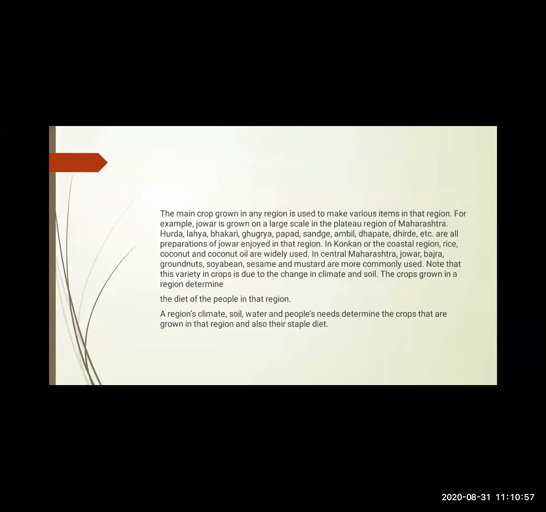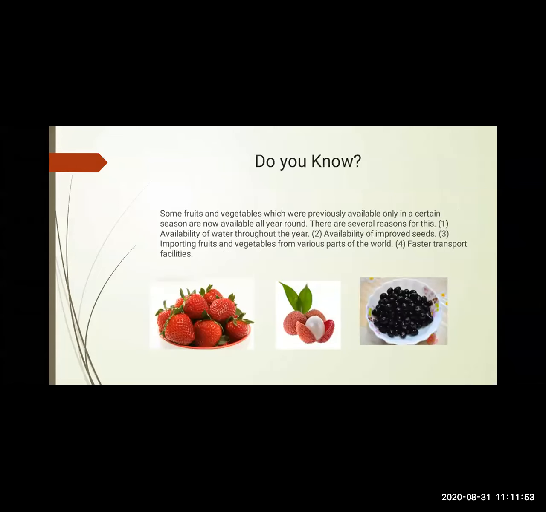Note that this variety in crop is due to the changes in climate and soil. The crops grown in a region determine the diet of the people in that region. Where they are living, whatever grows there, those people eat. The region, climate, soil, water, and people's needs determine the crops that are grown in that region, and also their staple food. Staple food means their common food. Do you know, children? Come on, see this.